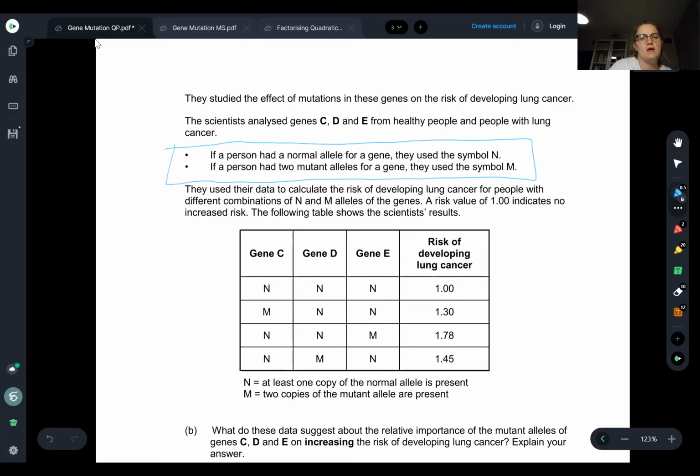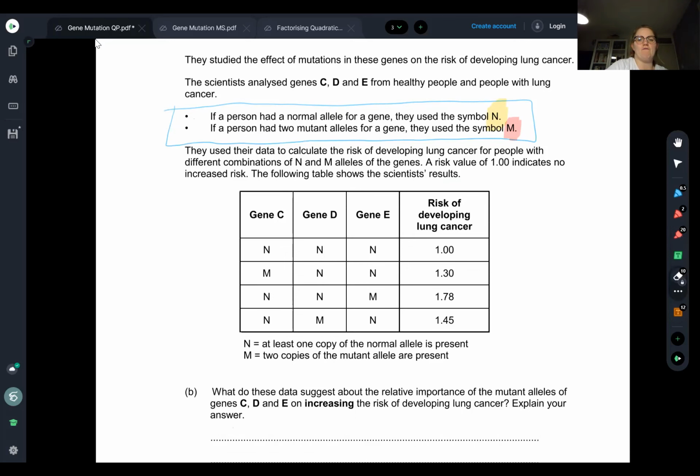So if a person has a normal allele for a gene, we use the symbol N. And if a person had 2 mutant alleles, then we use the symbol M. They use this data to calculate the risk of developing lung cancer for people with different combinations of N and M alleles of the genes. A risk of 1 indicates no increased risk, and the following table shows the scientist's results.